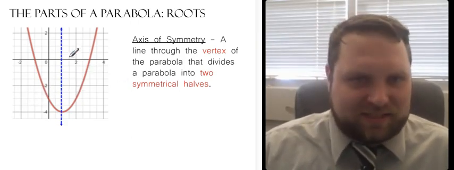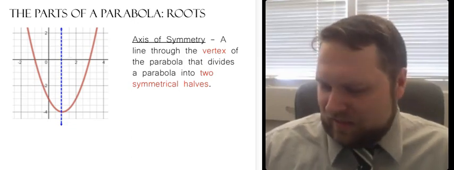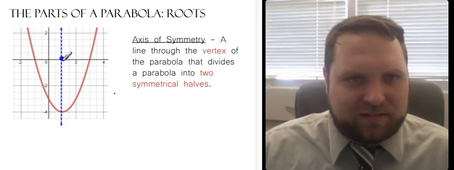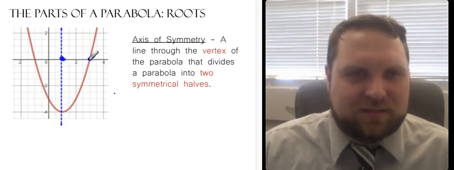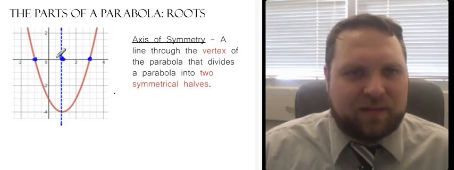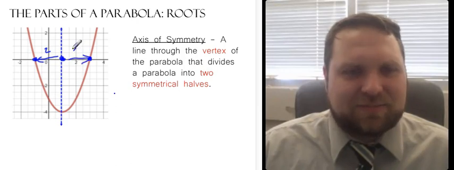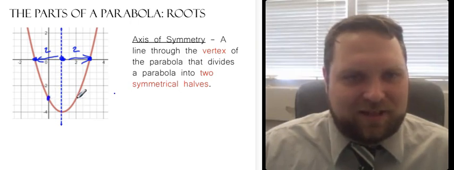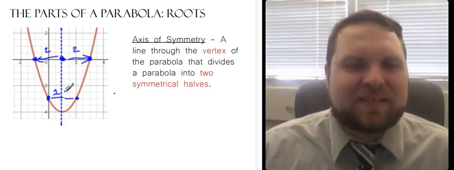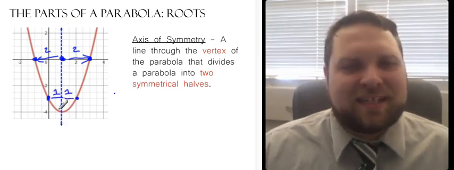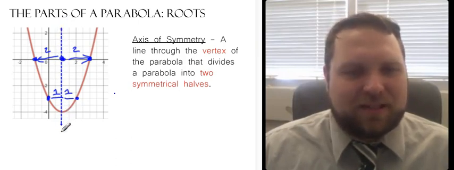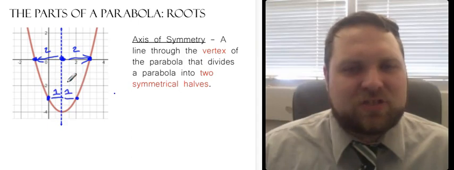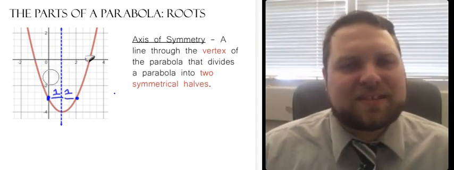And we can also look at it as a distance argument. If I take this point right here and I look at the 2 points there and there, I go over 2 spaces to get to this one. I go over 2 spaces to get to this one. They're the same distance away from that line. If I look right here and right here, the distance from that point to there is 1. The distance from that point to there is 1. And so this line cuts the parabola into 2 mirror image halves. So that's our axis of symmetry.